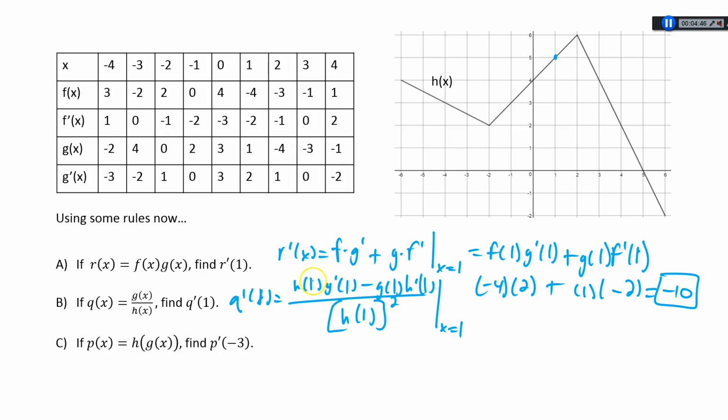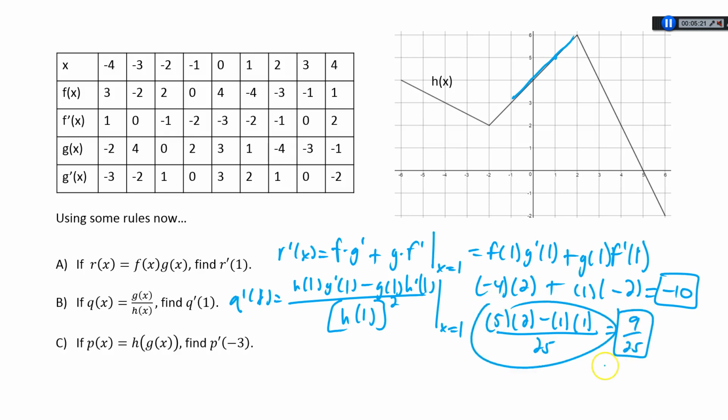So h of 1 we said is 5 times g prime of 1. g prime of 1 is 2. Minus g of 1. g of 1 is 1, times h prime of 1. h prime of 1 is the slope of this line, right? Because at 1, that's the derivative of h, and that looks like it's also 1. Divided by h of 1, which is 5 squared, 25. So 10 minus 1 is 9/25. There you go.